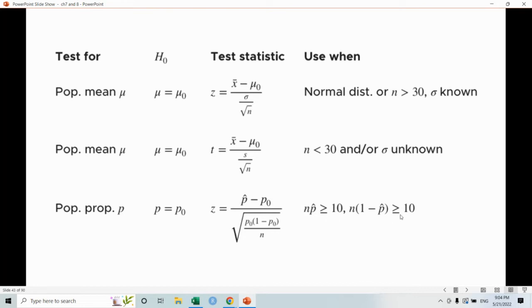So, and n times 1 minus p hat should be greater than 10. So if you have 30% as the p hat of interest, then you need to make sure that you also have a sample size for the 70%, the other side or the complement of that proportion, and both need to be greater than 10 in order for you to run a z-test.